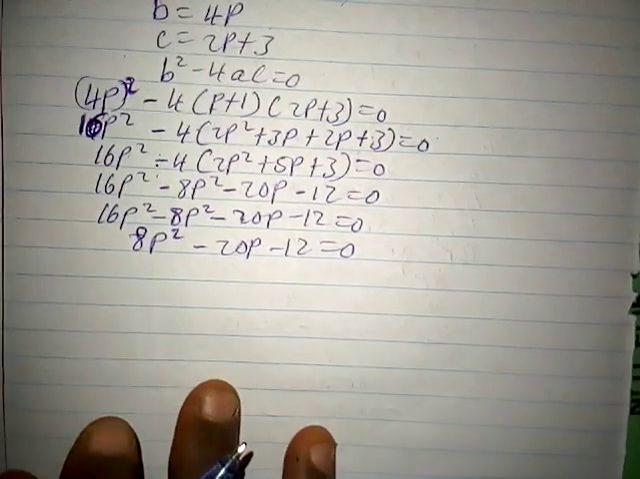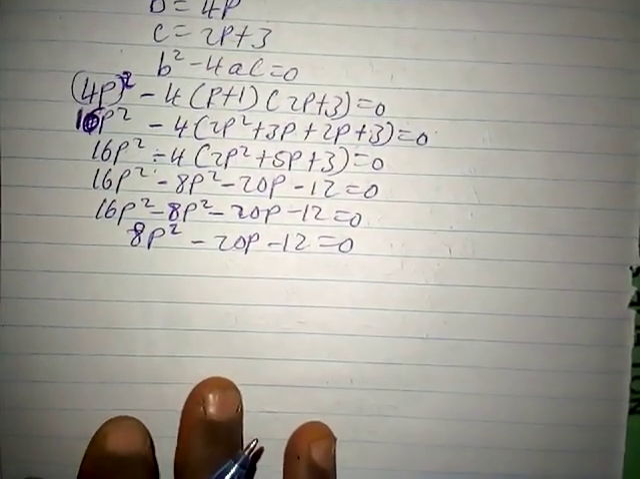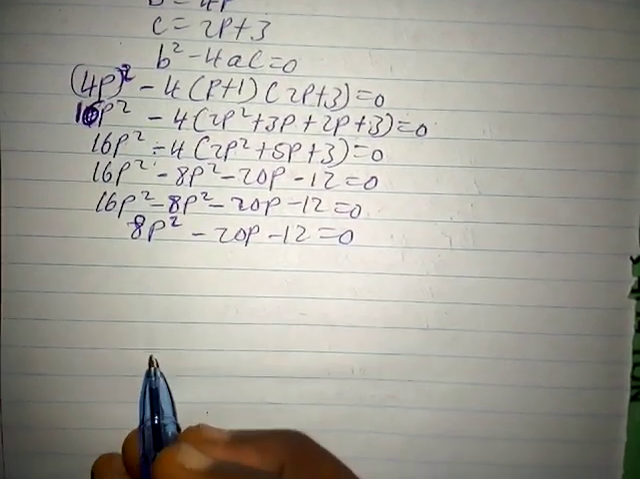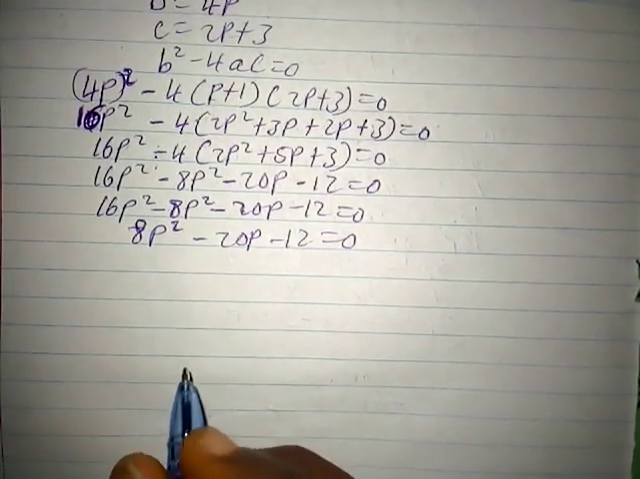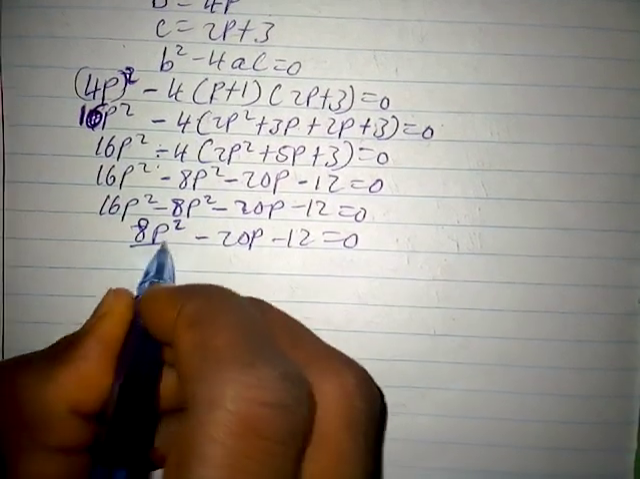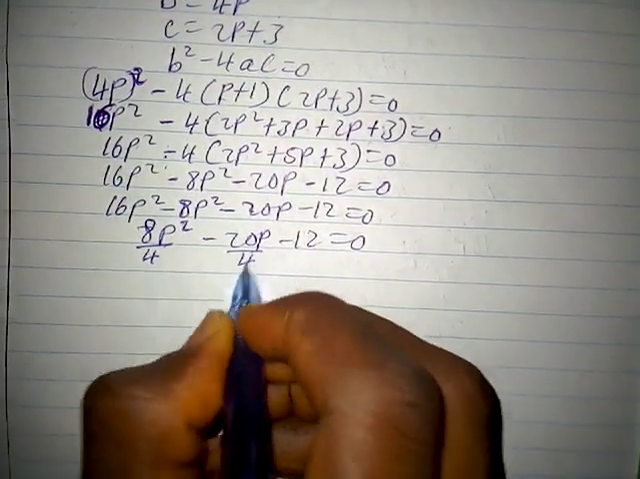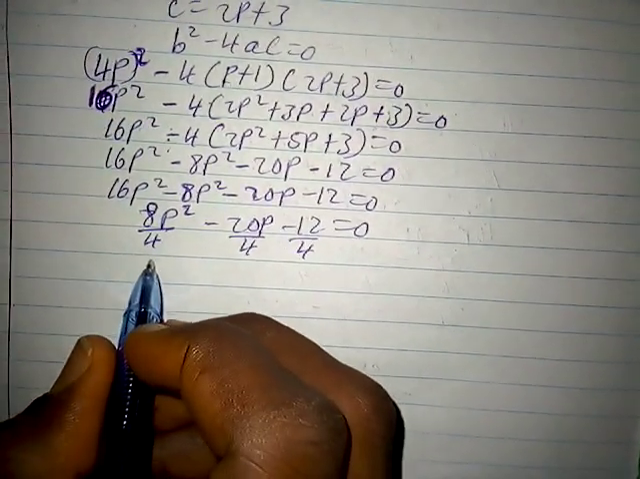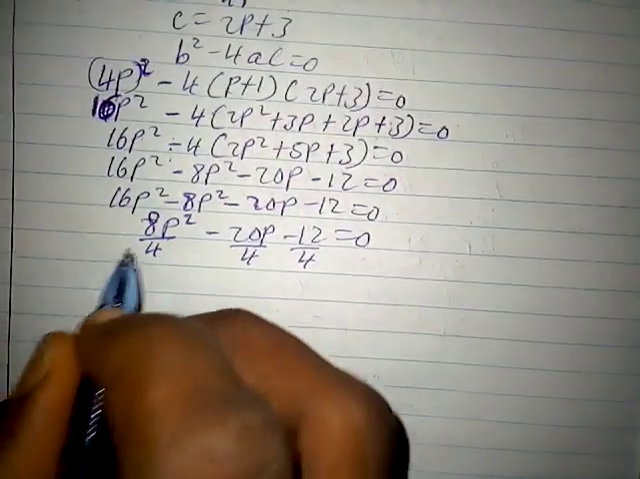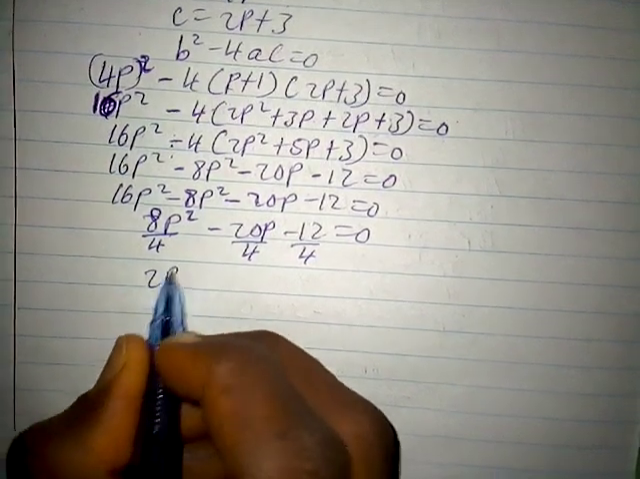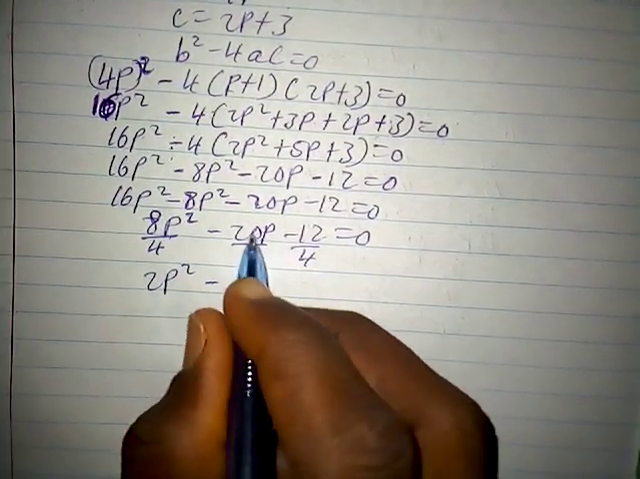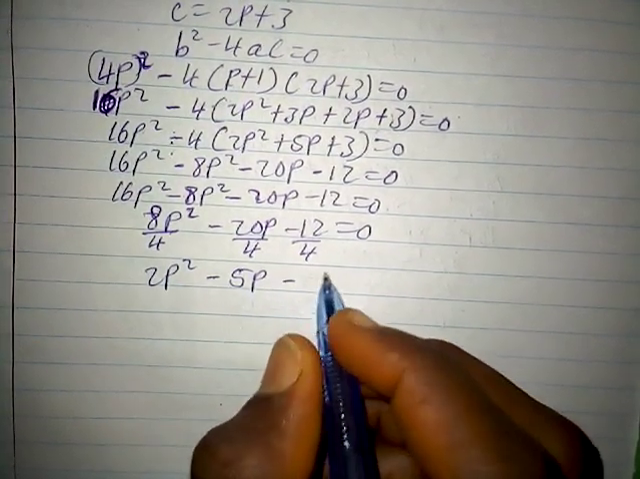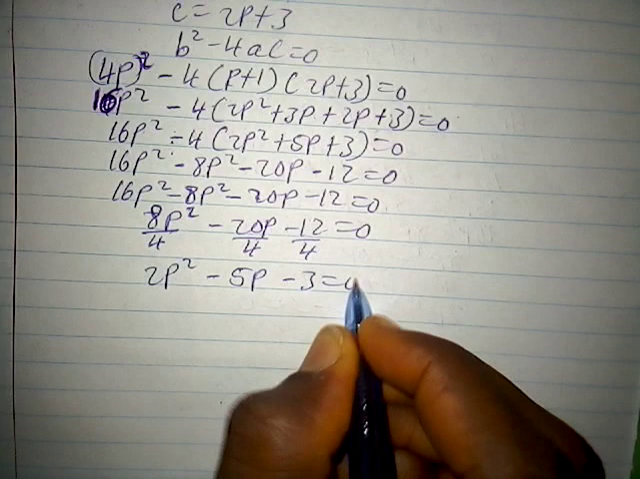Now we have arrived at a quadratic equation. What are we going to do? We simplify this quadratic equation into the basic term, right? By dividing it by 4. Divide here by 4, 4, 4. 8 upon 4 is going to give you 2p². 20 upon 4 is going to give you 5p. Minus 3 equals 0.